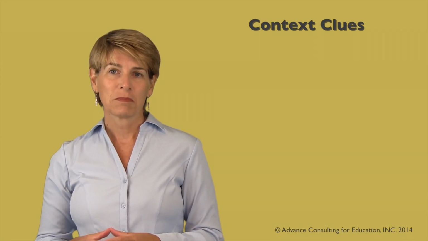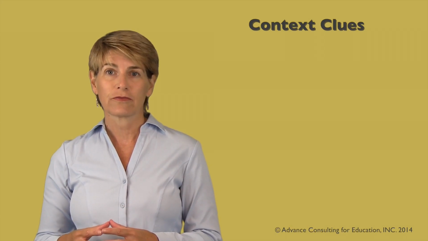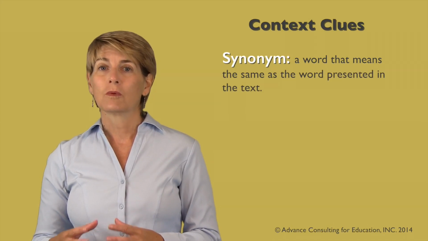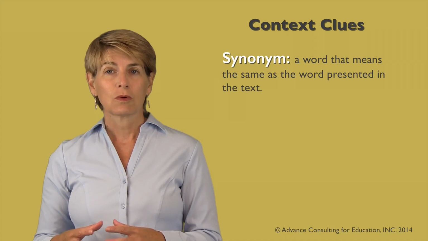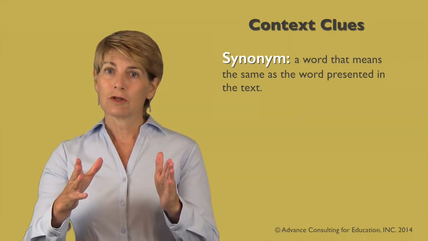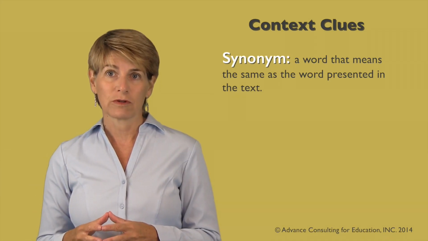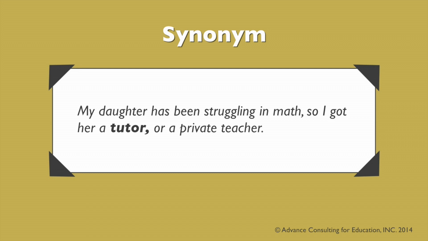There are 5 commonly used context clues that we need to teach our students to first identify and then use. The first of these is a synonym. A synonym is a word that means the same as the word presented in the text. So an author will often present the new word and then do a comma and then put the synonym right after that word. Here's an example. My daughter has been struggling in math, so I got her a tutor or a private teacher.